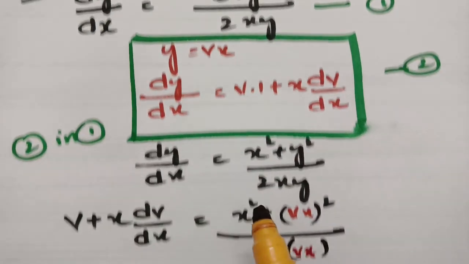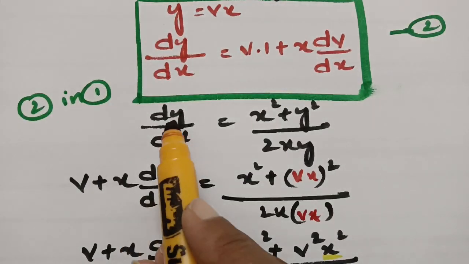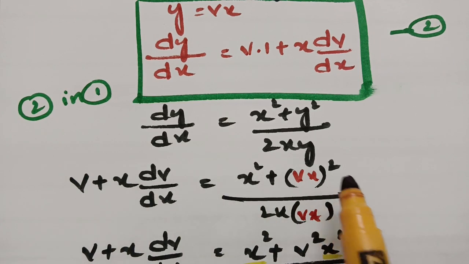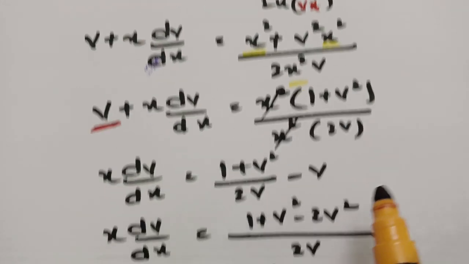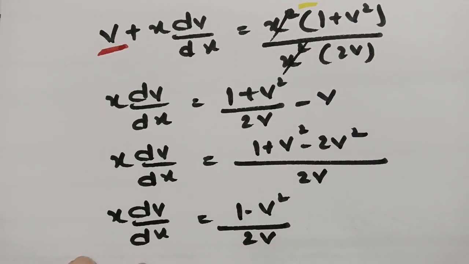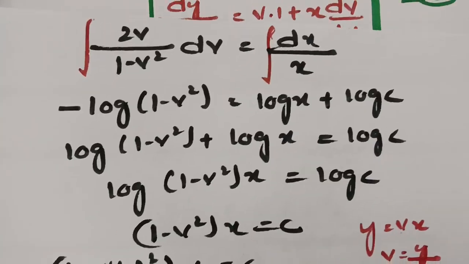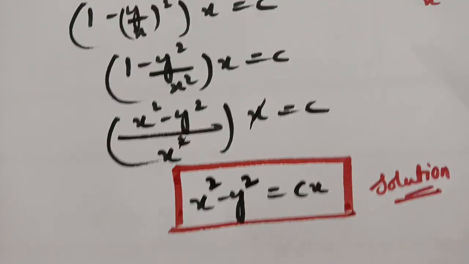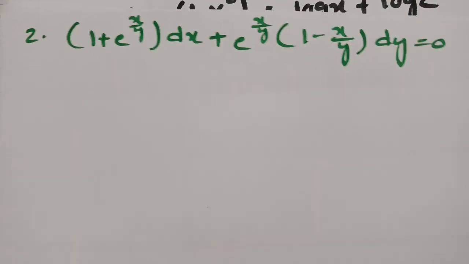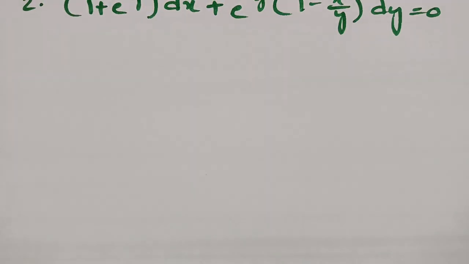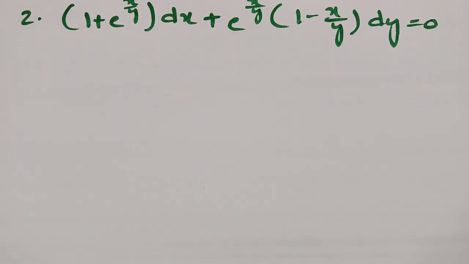Put y is equal to vx, and in place of dy by dx put this one. So after cancelling x square common and sending v to the other side, and after that separating the variables and integrating on both sides, we got the final answer as this. And the next question, the second question, is also very important here. Every time there is no substitution of y is equal to vx, sometimes we have to check.